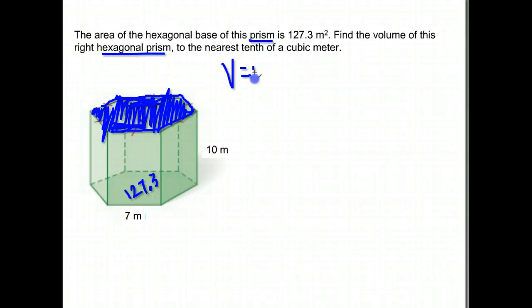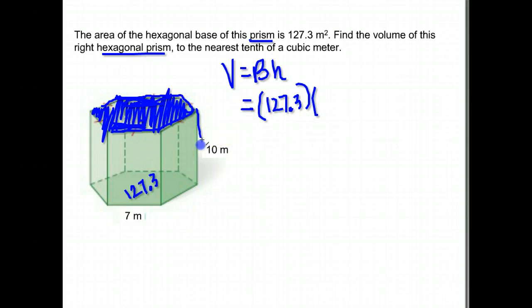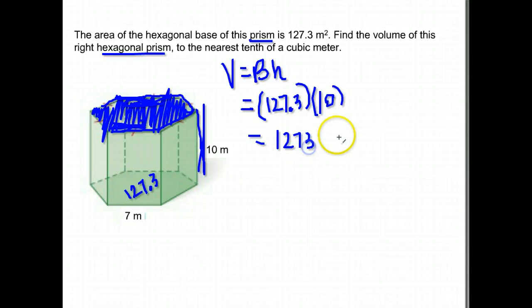Again, we're finding the volume of a prism. So our volume is the area of the base times the height. They gave us the area of the base, they said is 127.3. All we have to do is put in the height, the distance between the two bases, which is 10. Put that in and go ahead and multiply them. And I get 1,273, and this would be in cubic meters because it's volume.